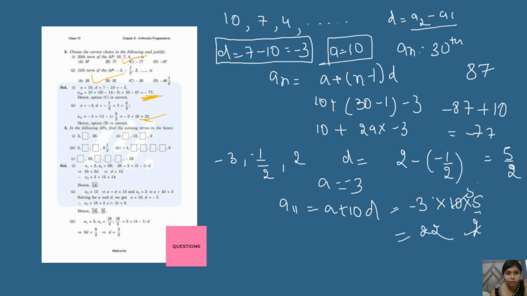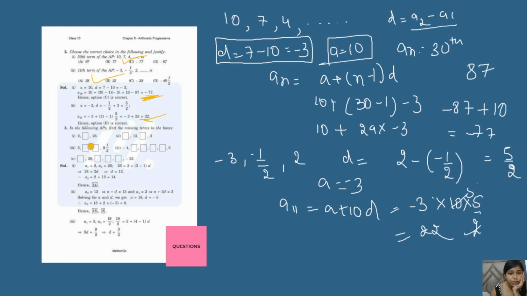You have a given, you have d, you can easily find d. And then you have n already given, so you can easily find the value of the nth term by just applying the formula an equals a plus n minus 1 d. I hope this is clear.